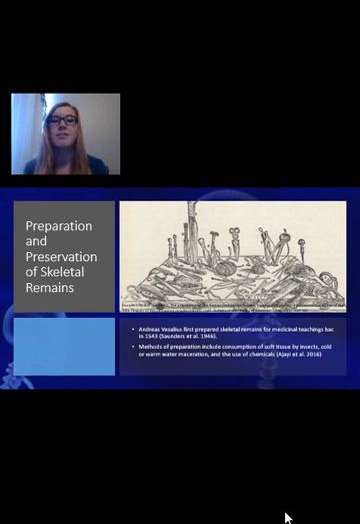So there are a variety of methods that are used to prepare and preserve skeletal remains. The first was prepared by Andreas Vesalius back in 1543. And some of the methods that have been used since then include consumption of soft tissues by insects, maceration, or chemical use.